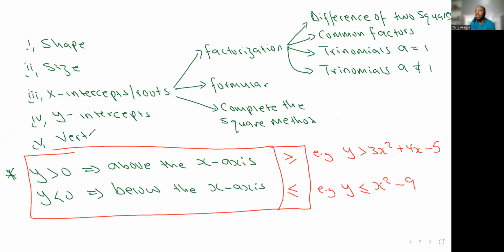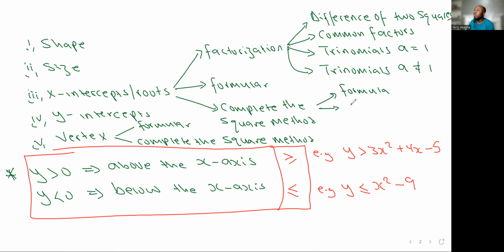For the vertex, you can either use the formula I taught you, or you can use the complete the square method. And for complete the square, you can also use the formula, or you can use the method when a is equal to 1, and another method when a is not equal to 1. And like I told you, at the y-intercept, x is equal to 0, and at the x-intercept, y is equal to 0.